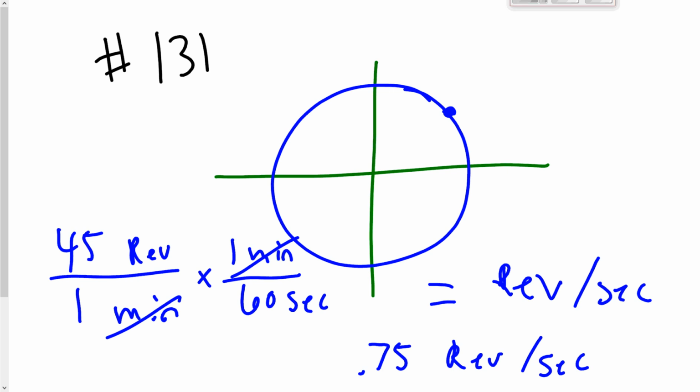Okay. And this makes sense, right? For every second that goes by, we make 3/4 of a revolution. So that means if we start here, in 1 second we're right here. Okay, and in another second we're right here. And if we do that 60 times, because there's 60 seconds in 1 minute, that would equal 45, right? I could take 0.75 multiplied by 60 and we get 45. So there's our answer.